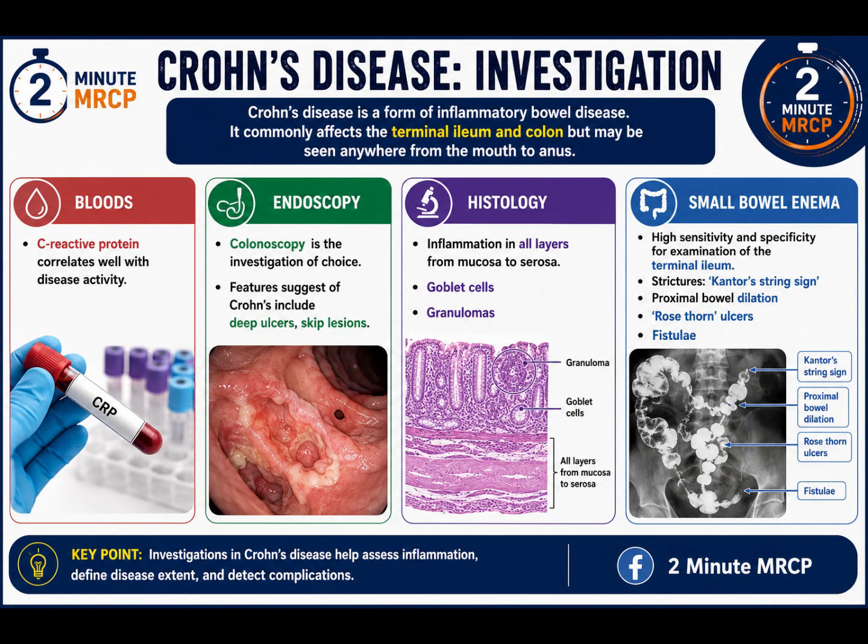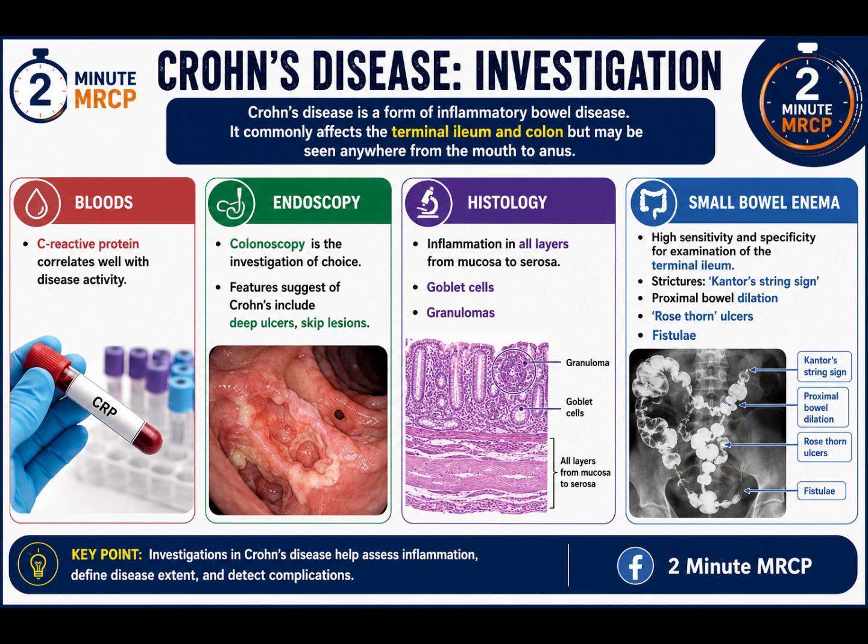Investigations typically show raised inflammatory markers, increased fecal calprotectin, anemia, and low vitamin B12 or vitamin D levels. C-reactive protein correlates well with disease activity. Colonoscopy is the investigation of choice. Typical findings include deep ulcers and skip lesions, meaning areas of diseased bowel separated by normal bowel.